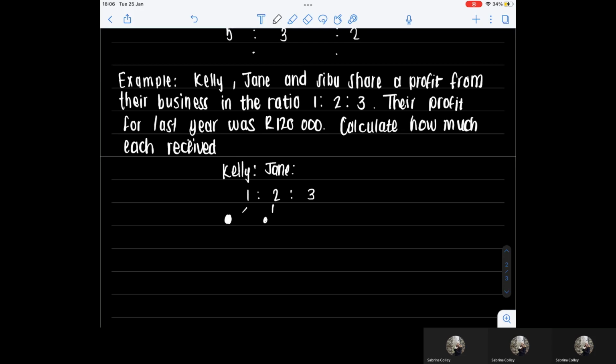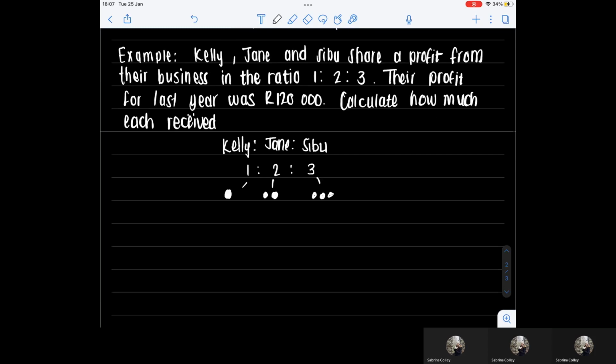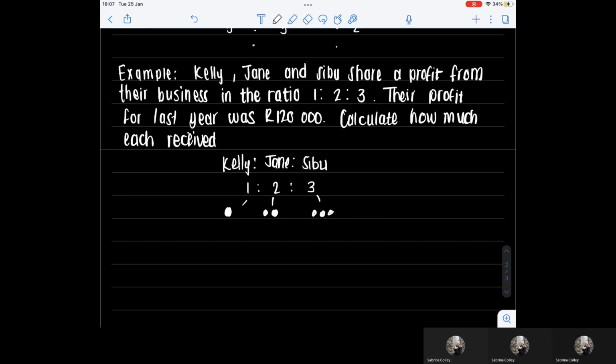Two portions of the profit go to Jane. And then three portions of the profit go to Sivu. Right? Okay. So now if we look at this, how are we going to share 120,000 rand and make sure that each person has their own portion?